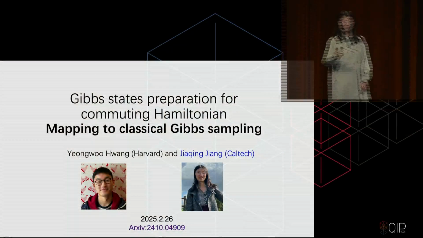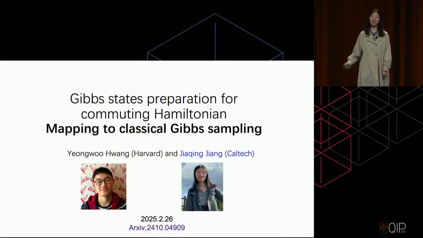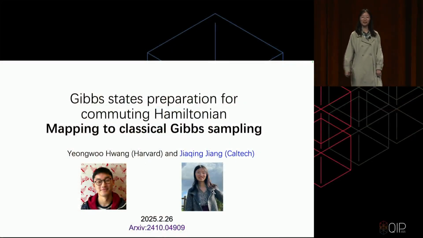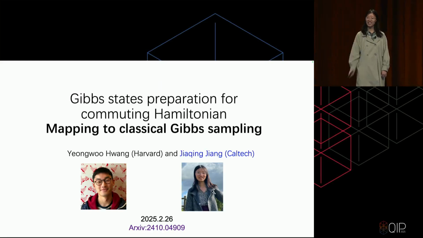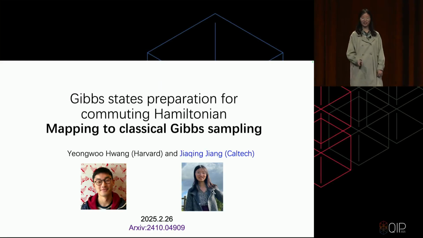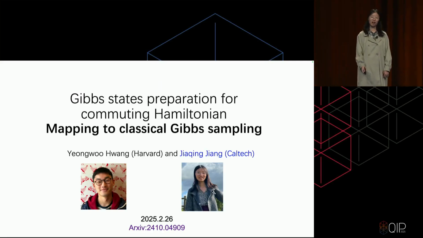As I said in the last talk, the first thing you might try is commuting Hamiltonians. So I'm going to talk about Gibbs state preparation for commuting Hamiltonians by mapping to classical Gibbs sampling. This is joint work with Yeongwoo, who is here. Also, if you are interested in our techniques, you can find our papers on arXiv.